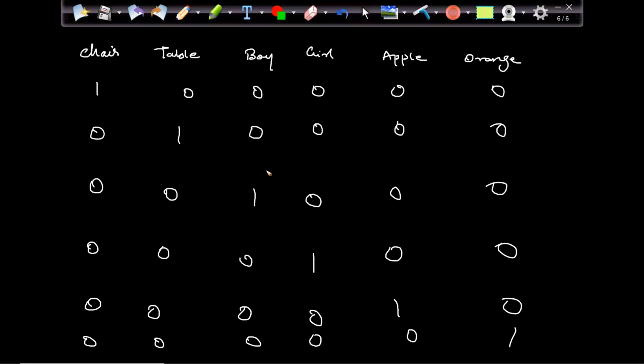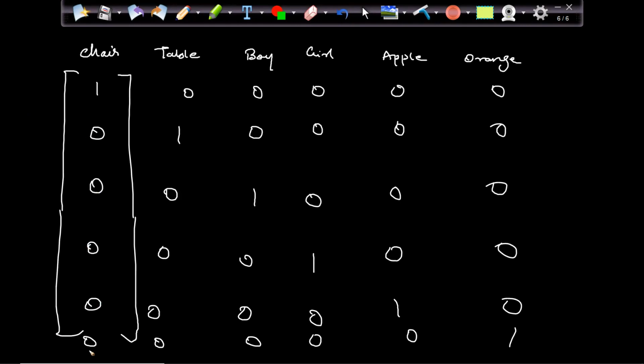This is my vector. Now from here I understand that when the vector value is 1, 0, 0, 0, 0, 0, that means it is a chair. When the value is 0, 1, 0, 0, 0, 0, it's a table. When the value is 0, 0, 1, 0, 0, 0, then it is a boy, and so on. So this is my one hot encoding, which is going to be the input. We'll talk about that.